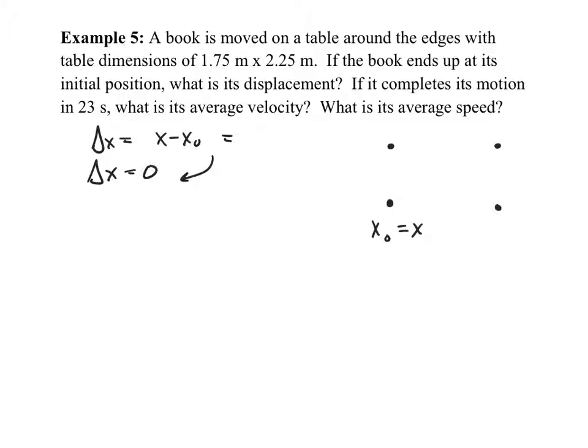Now, the path taken, though, is shown with the dotted lines. And if I sum together those four values, what am I getting instead? If I sum together those four dotted lines, I'm getting not the displacement, but the distance.